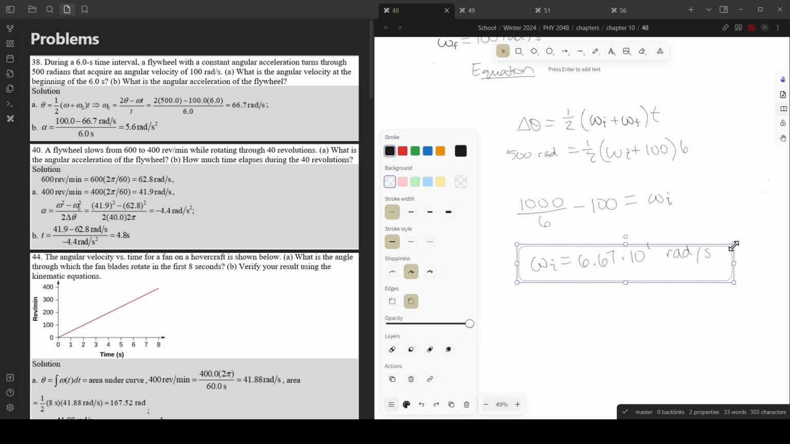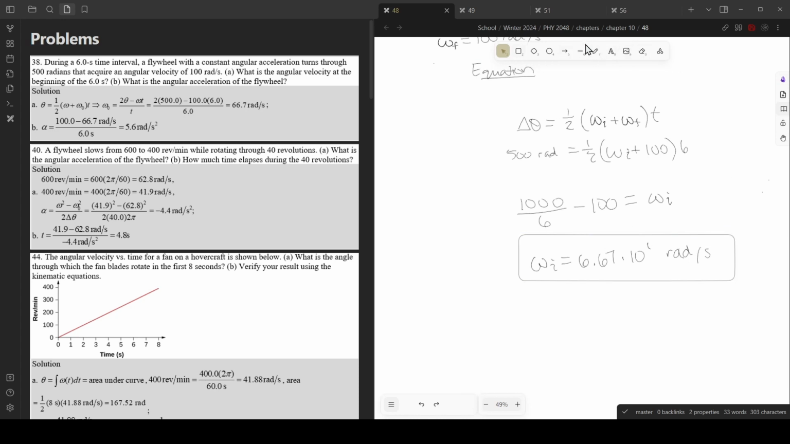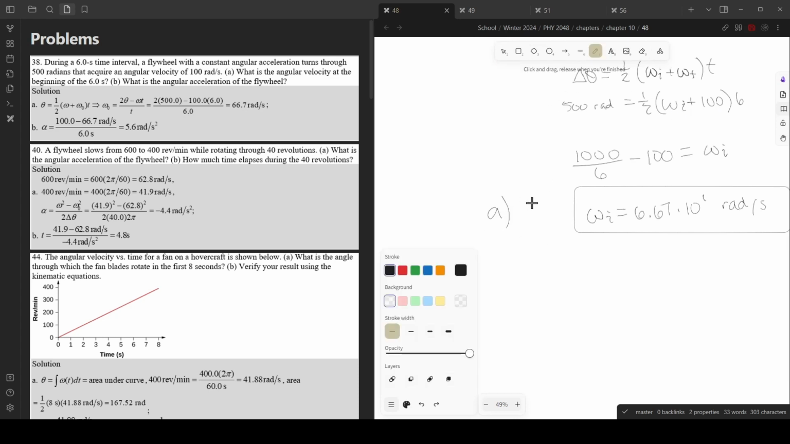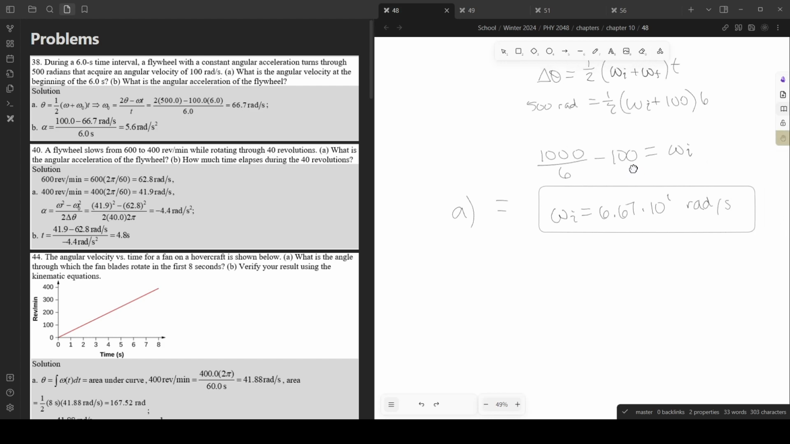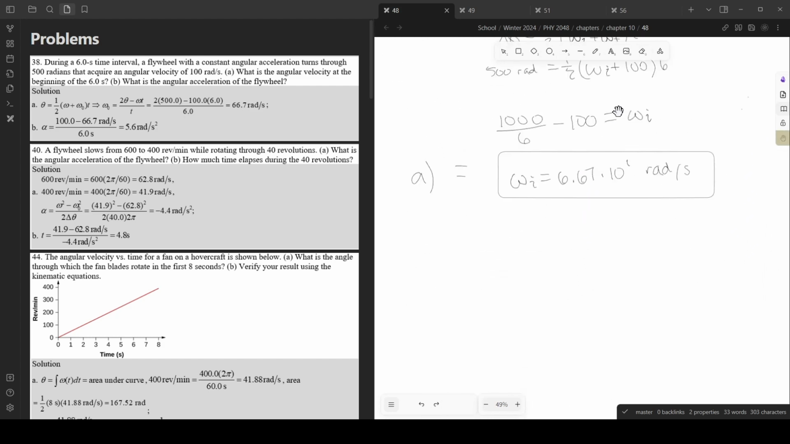What is the angular velocity at the beginning of the interval? So let's make sure we write that down. And we can check that in our solution here. So we did use the correct equation, and then I guess they used something a little bit different. Oh no, they just divided. They isolated before they plugged in, but it doesn't make a difference. They did get the correct answer, and they used the initial equation like we did. So we did the right process. So that's part A done.